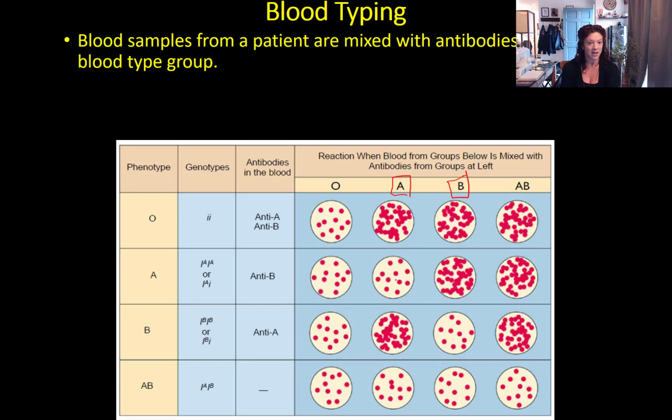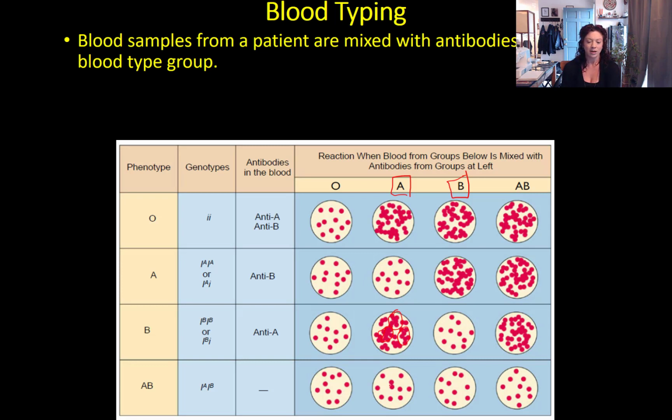But if you mix type A antibodies with, say, type B blood down here, so this is type B blood from your patient, you mixed it with type A antibodies, which is what's up here along the top. See how there's clustering, clumping? That's agglutination. This is an indication that your patient does not have type A blood.